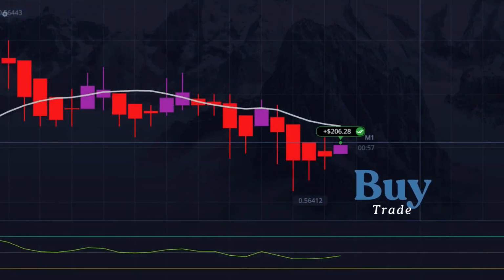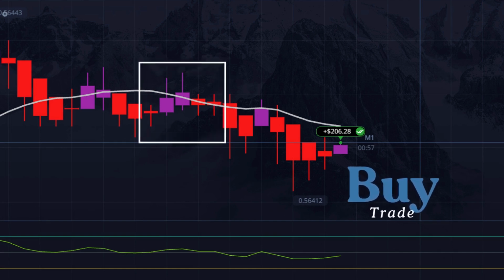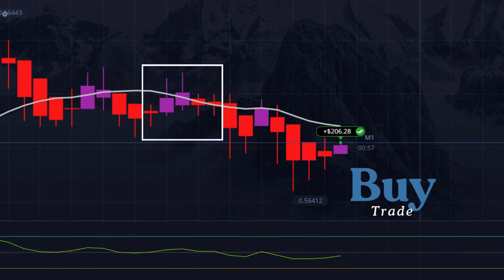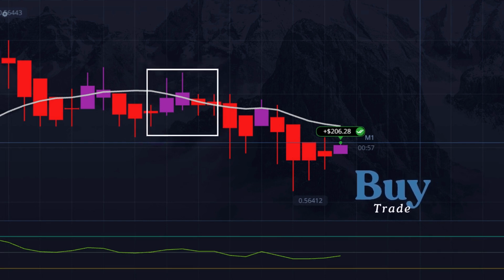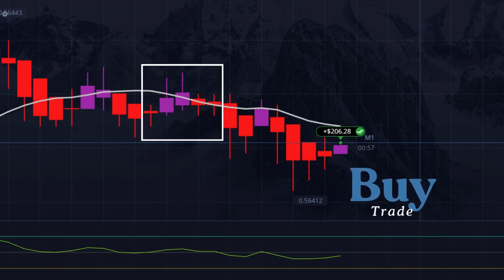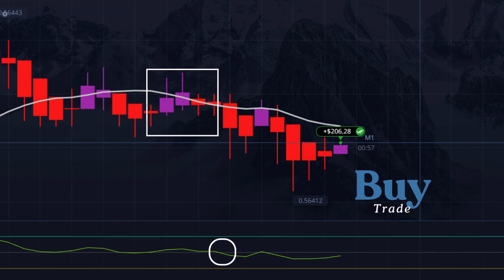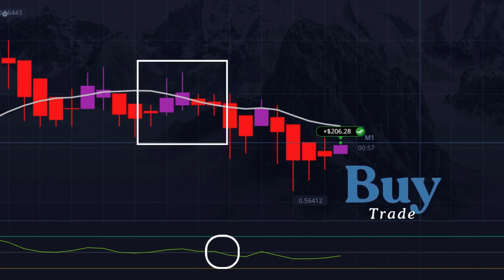Sell trade setup. Find an indecision Heikin Ashi doji candle on the chart. If the doji candle is above the simple moving average, wait for the price to break below the SMA. Once the price breaks below the SMA and the RSI is below the 50 level, enter a sell trade. Set the trade expiry to 5 minutes.